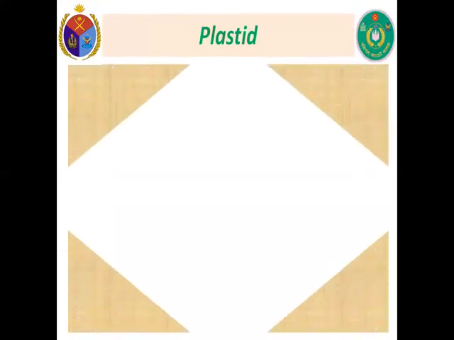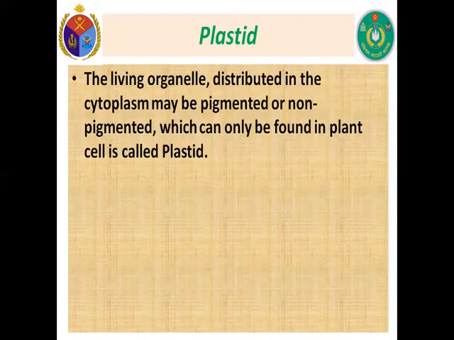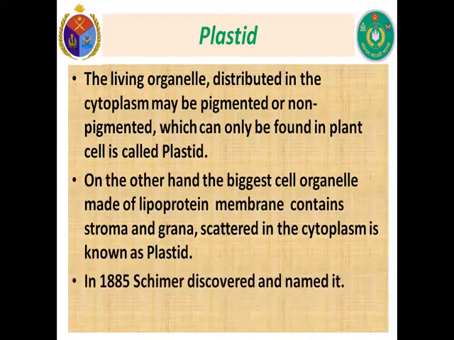Now, plastid. At first, the living organelle distributed in the cytoplasm, which may be pigmented or non-pigmented and can only be found in plant cells, is called plastid. On the other hand, the biggest cell organelle, made of lipoprotein membrane, containing stroma and grana scattered in the cytoplasm, is known as plastid. In 1885, Schimper discovered and named it plastid.